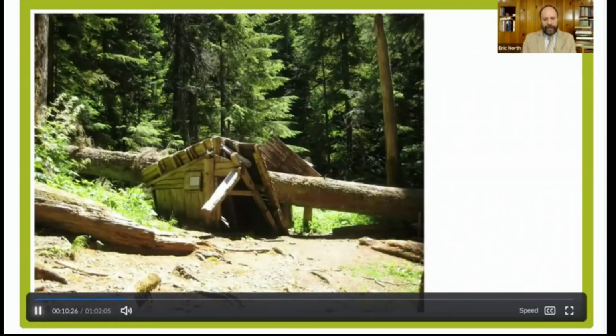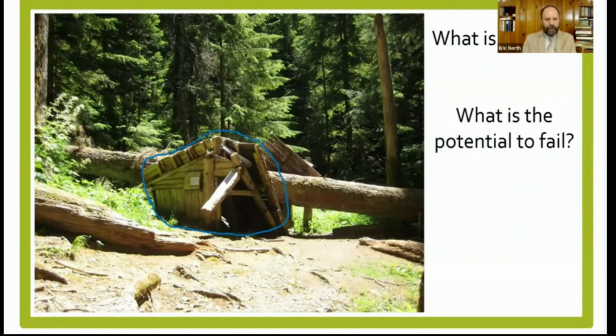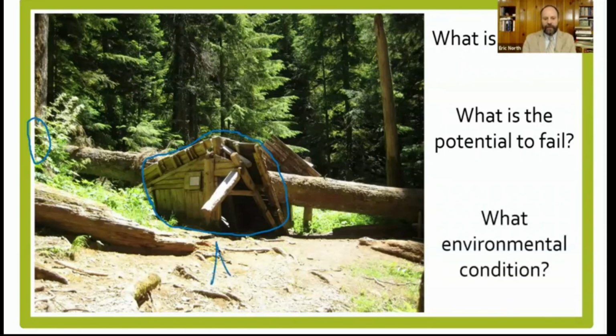So here we have a situation. I want you to think about it. What's the target? Well, the target in this case is this little hut that I happen to be visiting past. The scenario, so what's the potential? Well, if we look over here, it's off picture, but I will tell you my true account, having been here, was that the root plate had been disturbed previously, and there were issues causing this tree to fail. And then we have, what was the environmental condition? Well, this happened to be an avalanche.